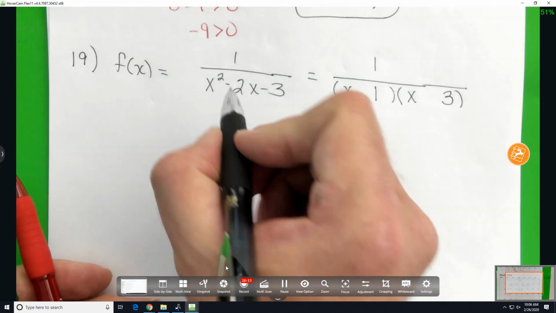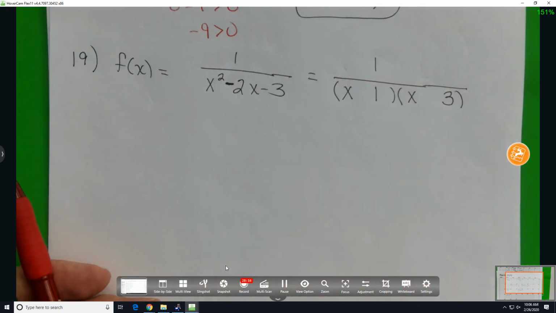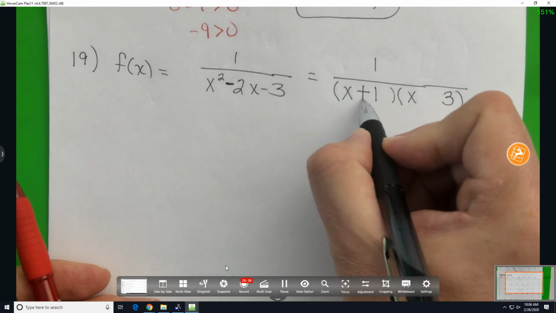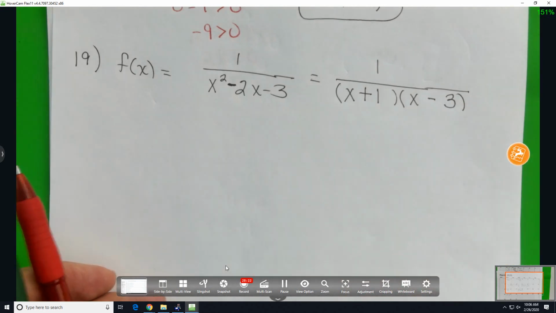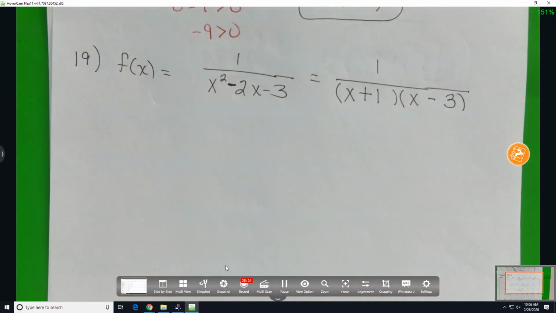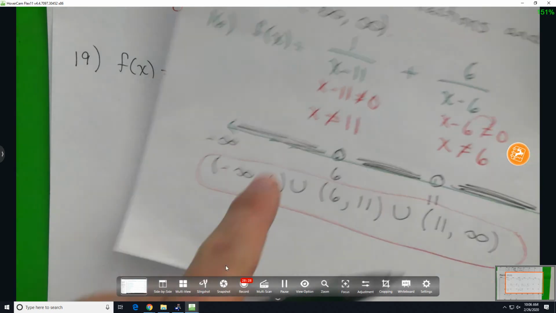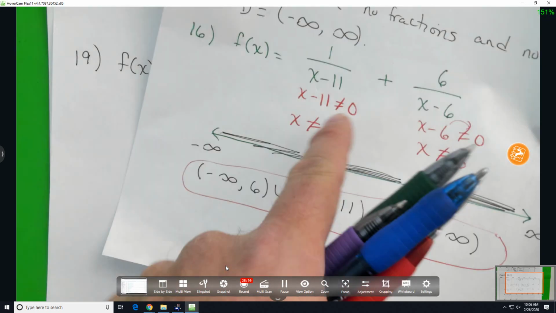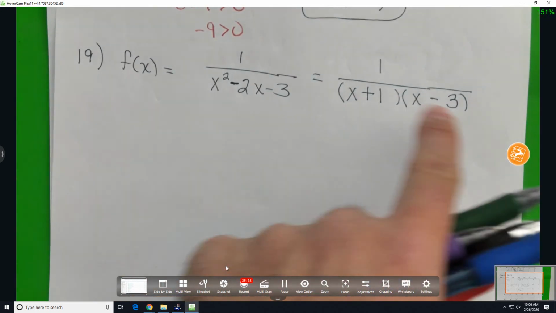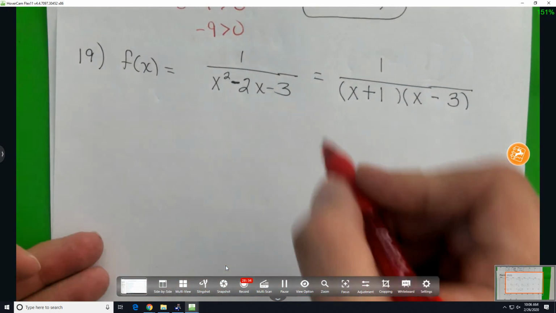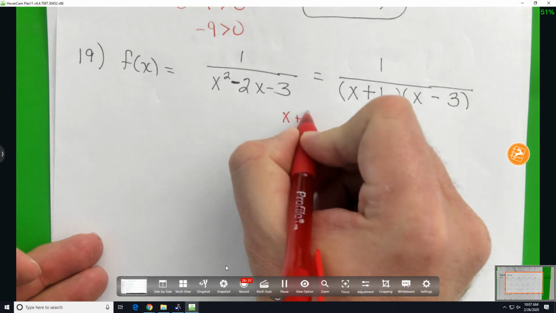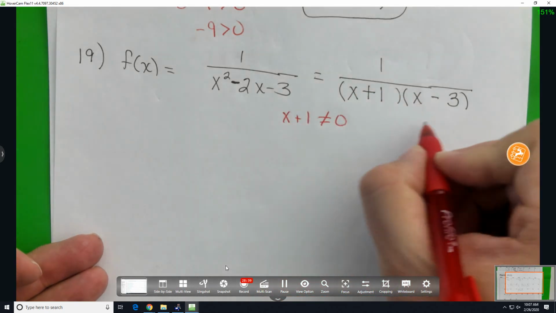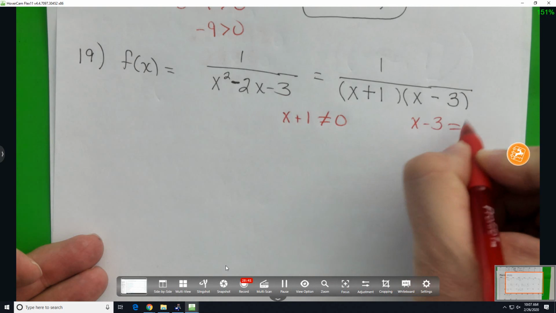How should I arrange the plus and minus to get a negative 2x? Plus 1 and minus 3? Is that what I heard? I agree with that. Now is it as easy as number 16? Yeah. Take each one of those. Say it can't be 0. So x plus 1 can't be 0. And x minus 3 can't be 0.